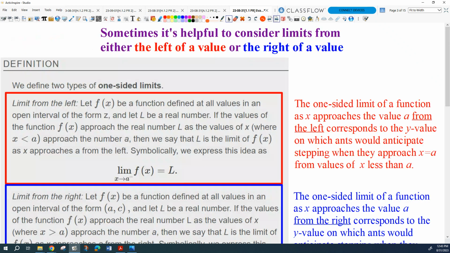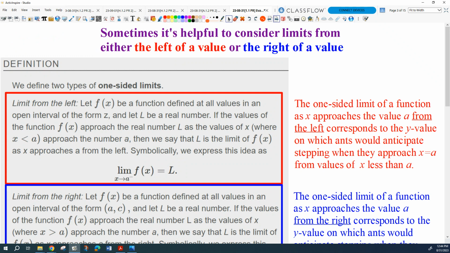So next step for us, we defined this idea of a limit. Now we're going to get more specific. Sometimes it's helpful to consider limits from the left or the right of a value specifically. So there's a direction attached to this. So we need to define what we call one-sided limits. There's 2 types. So let's look at the one in red here first. The limit from the left. Limit from the left looks like this.